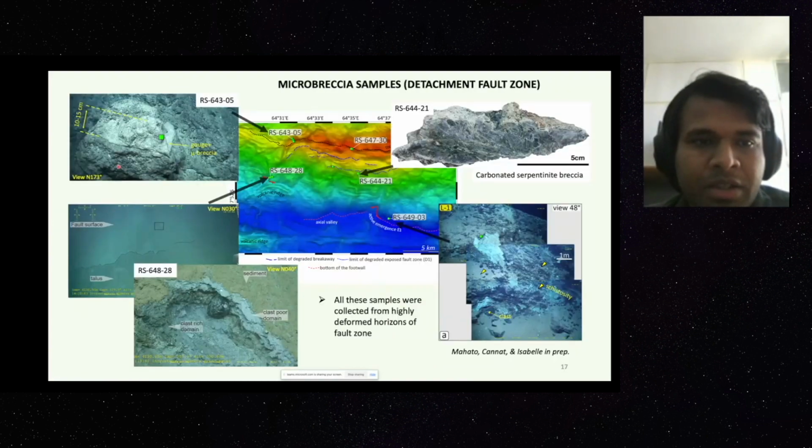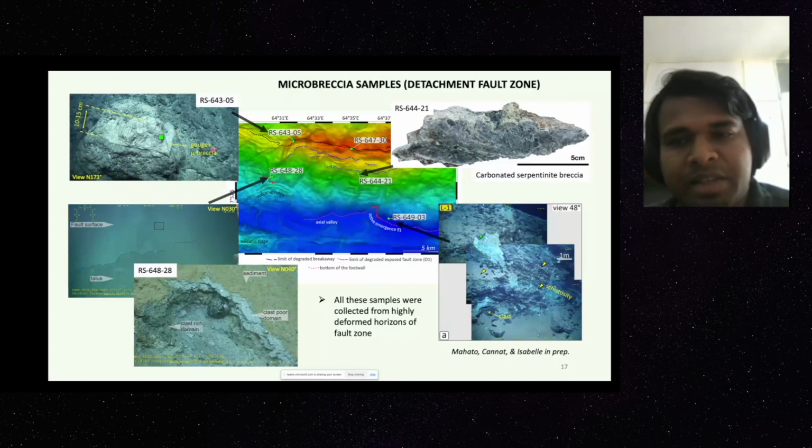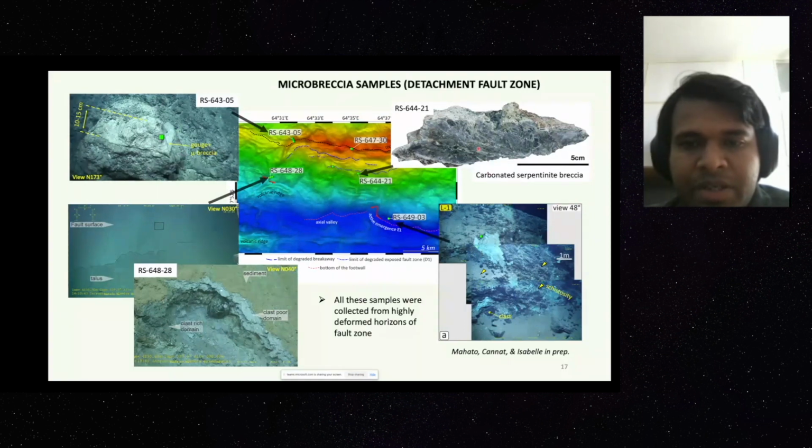And here on the left side of the image, I show you other examples of highly deformed outcrops from where these micro-breccia samples were collected. And on the right side, you see a carbonated serpentine breccia sample from the old city area.